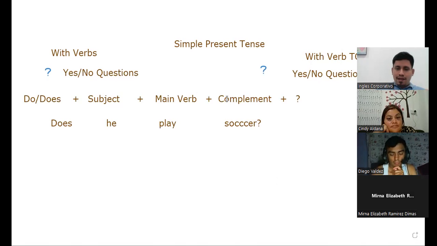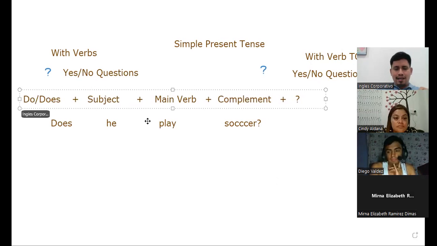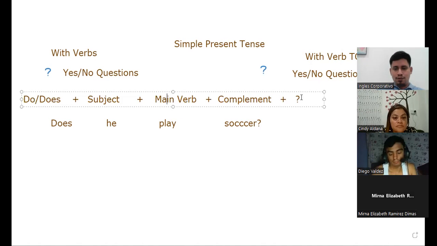Now, I guess we're gonna move this formula to this part. No, I'm gonna leave it like that, okay? Let me see if I can copy and paste. No, I guess it's not possible. But is it possible to copy and paste this? Let me try.